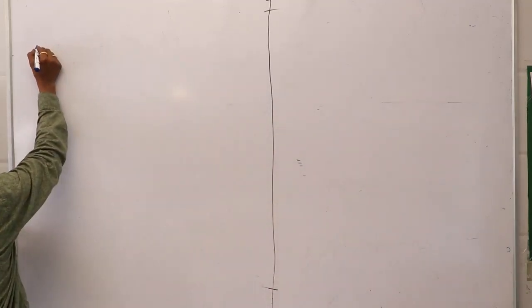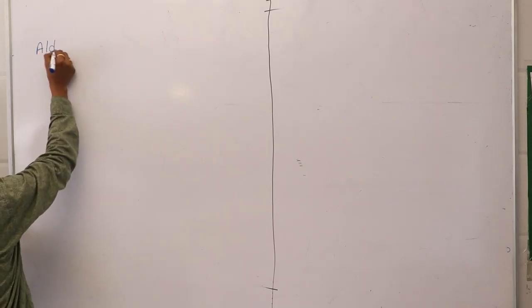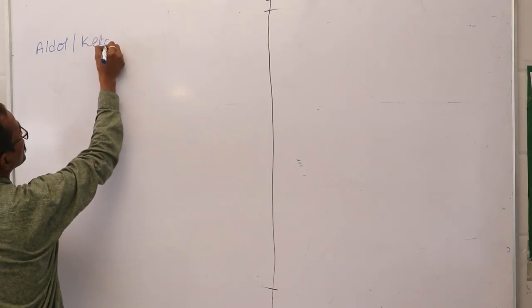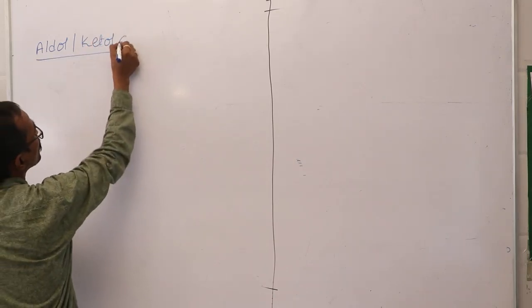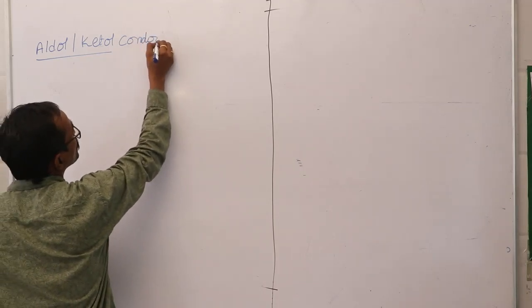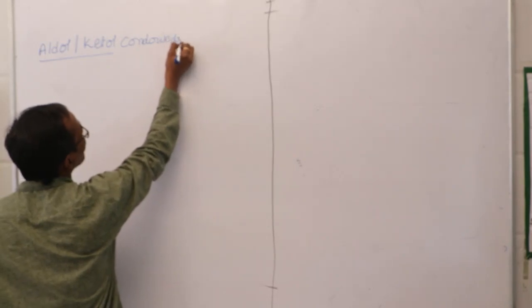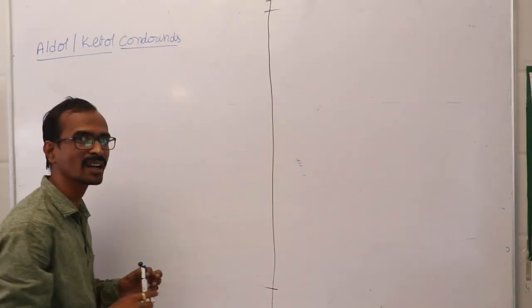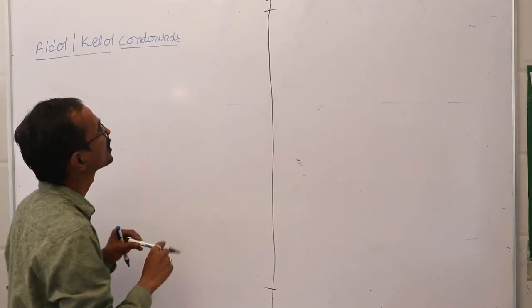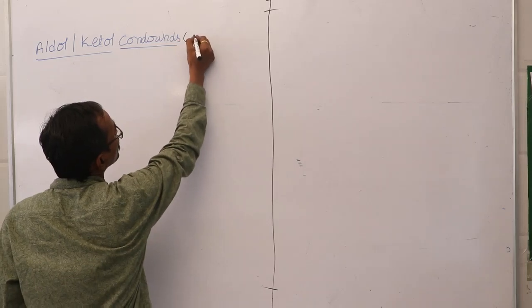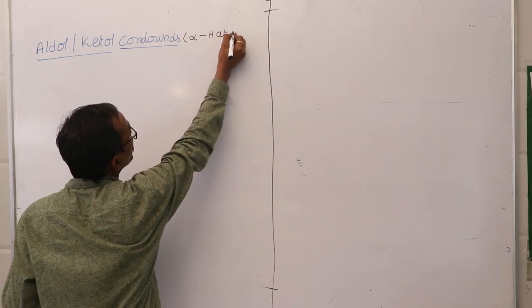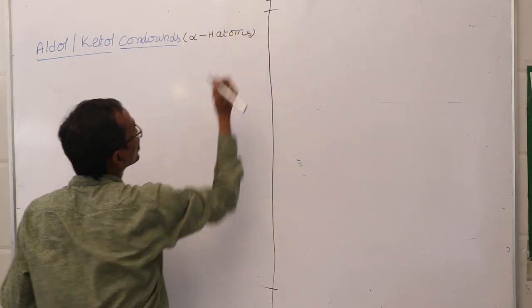So which type of compounds will participate in aldol condensation, or that might be called ketol condensation? The compounds which have alpha hydrogen. The necessary requirement for the participation of compounds in these reactions is that the compounds which have alpha hydrogen atoms only will participate in this reaction, right?